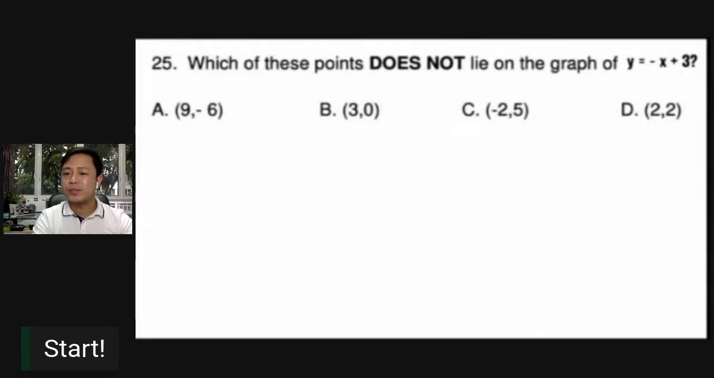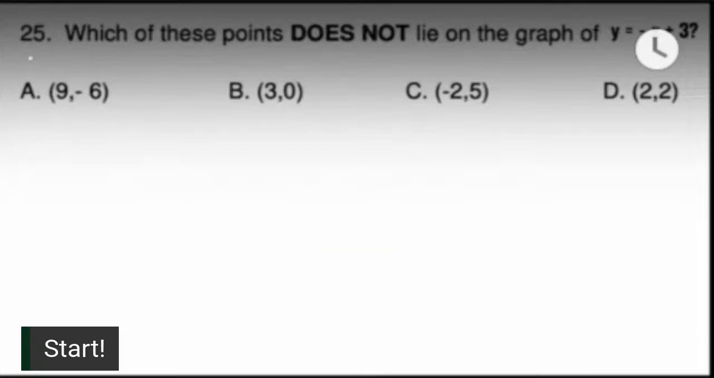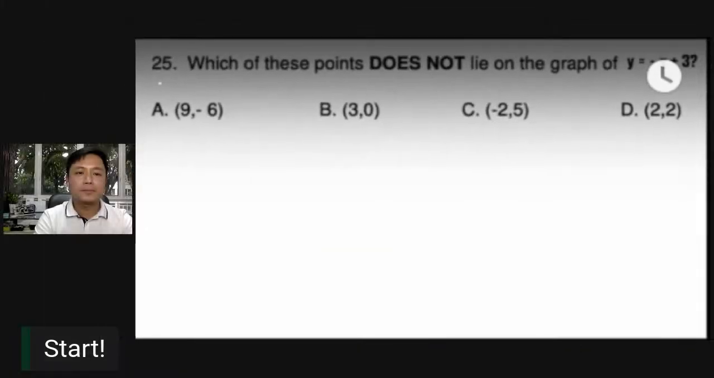Okay, here's the next question. Which of these points does not lie on the graph of, I think it's covered, y equals negative x plus 3. Y equals negative x plus 3.